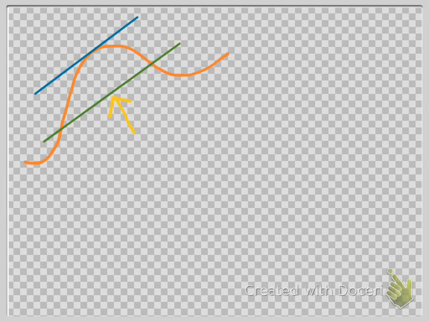I will give you a hint. Both of these names of these lines come from the list of the six trig ratios. The tangent. Which one's the tangent? The one that touches at one time. Okay, so the blue one is the tangent line.